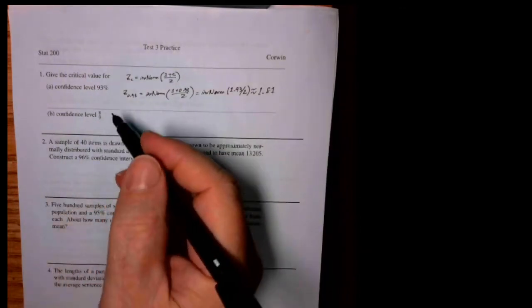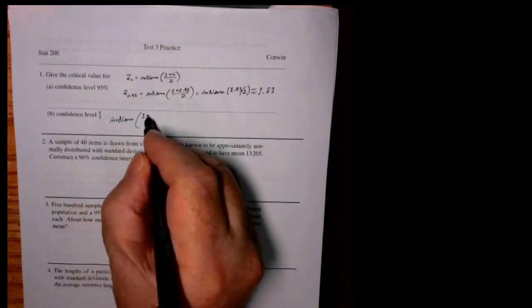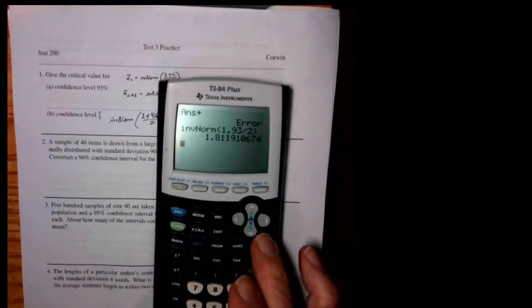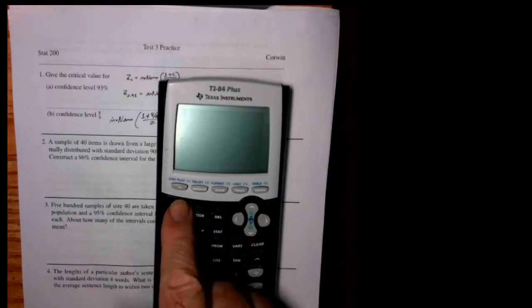Confidence level 8/9 is done the same way. It's going to be inv norm of 1 plus 8/9, all over 2. And I'm just going to do that whole thing in the calculator. I'm trying to get the glare off of it here. So inv norm of (1 plus 8/9) all over 2, I get about 1.59.